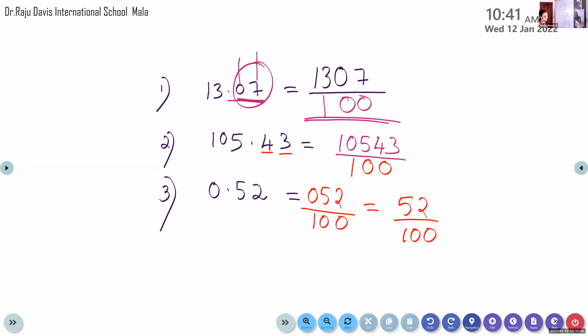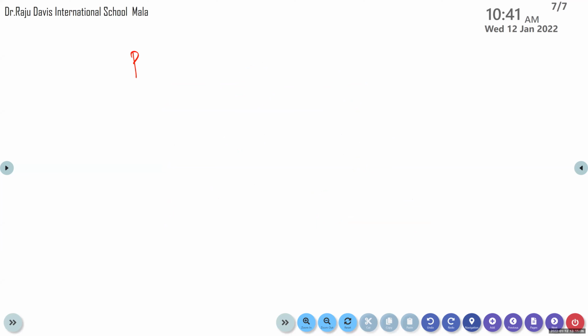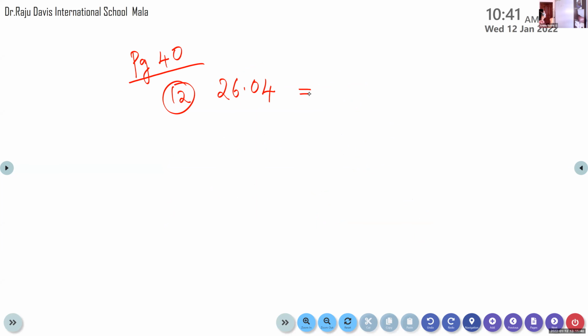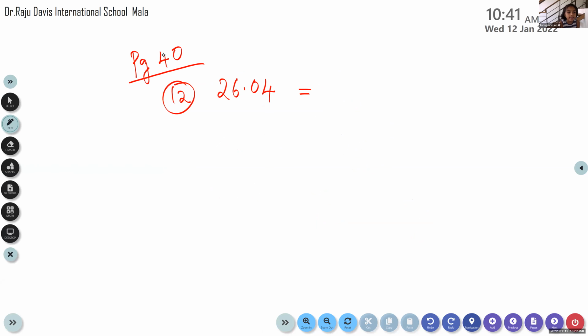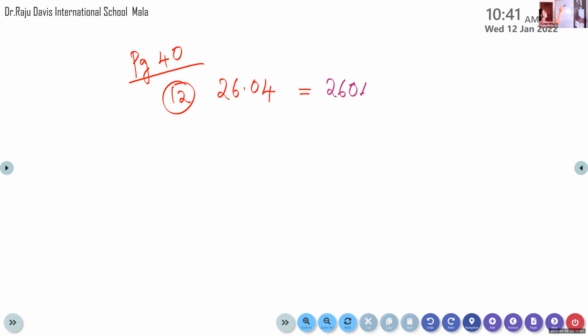Children, please take page number 40, question number 12. Convert the number 26.04 into a fraction. So children, what is the first step? Those who joined late, please listen. 2604 divided by... what is the first step? Write the same number without the decimal point.